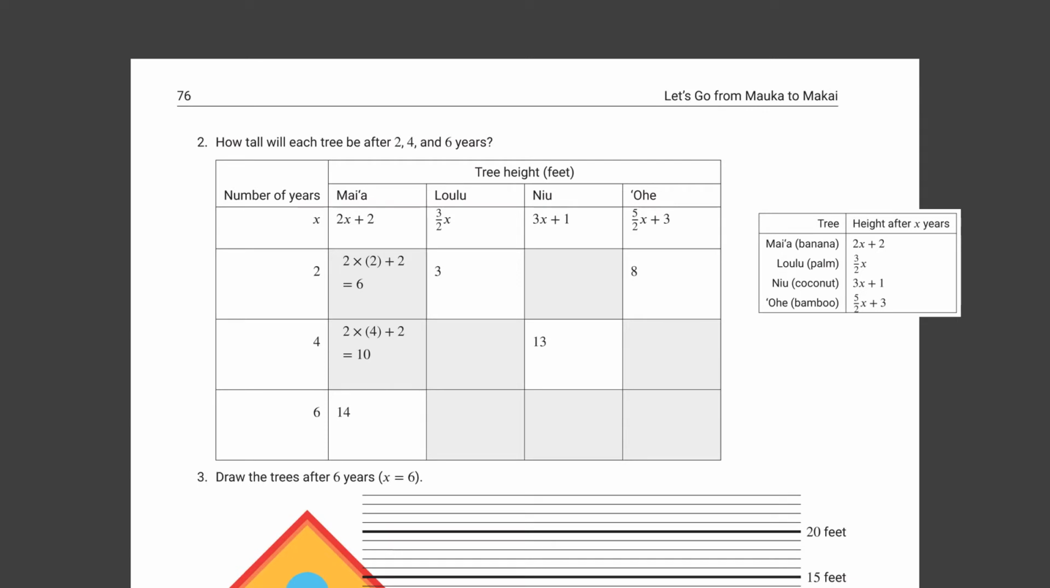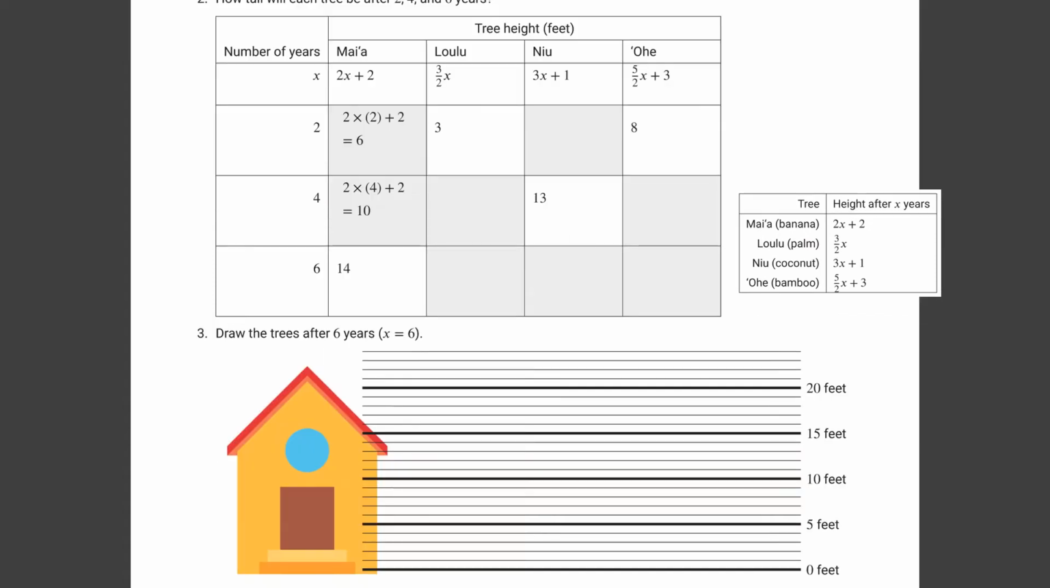Welcome back. Year 6 was already done. For year 2, we'll replace x with 2, and for year 4, we'll replace x with 4. So 2x plus 2 becomes 2 times 2 plus 2, and 2 times 4 plus 2. This gives us 6 feet for year 2, 10 feet for year 4, and 14 feet was given for year 6. In Part 3, we'll be drawing each of the 4 trees after year 6.